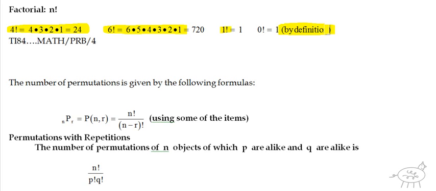So by definition, 0 factorial is 1. Okay?